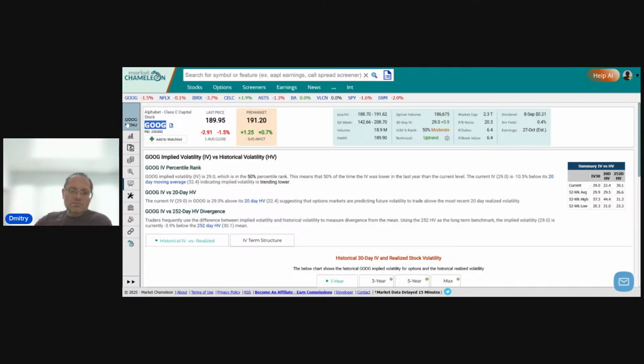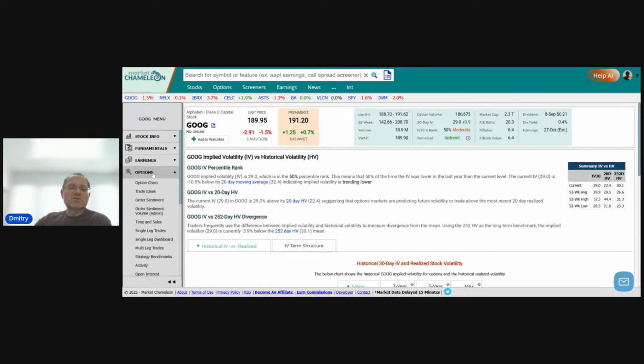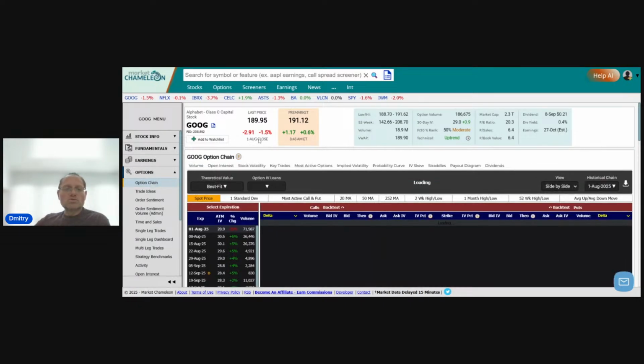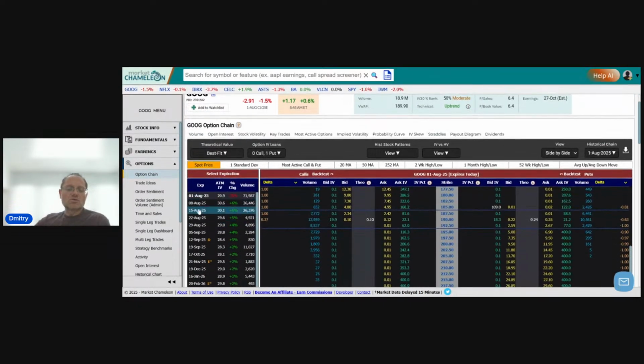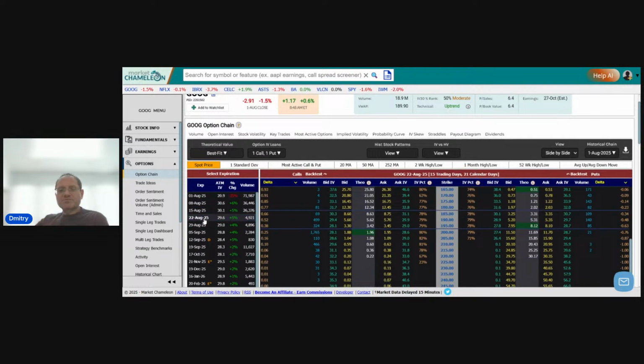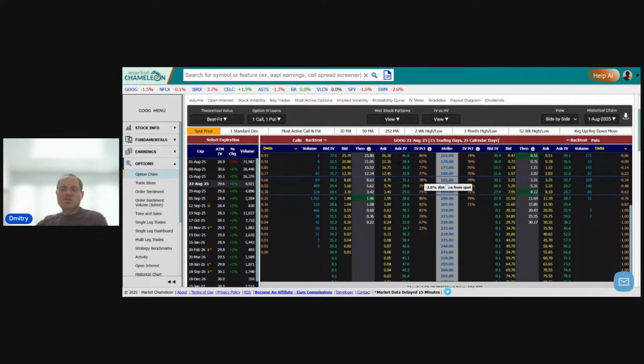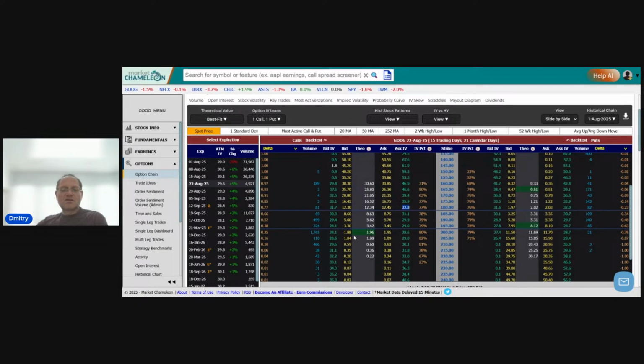Here, let's just take a look at an option chain first, just to give you an idea of what I mean. If we go to Google's option chain, you can see all these different expirations available for trading. If you click on one, let's say August 22nd, here's the option chain for August 22nd. You can see we have calls on this side, puts, different strikes. And these are the implied volatilities next to the bids, implied volatilities next to the asks. So they're different, right? Depending on which option you pick, you're going to get a different implied vol.